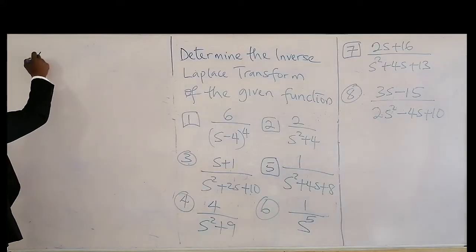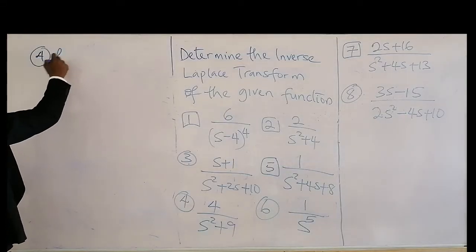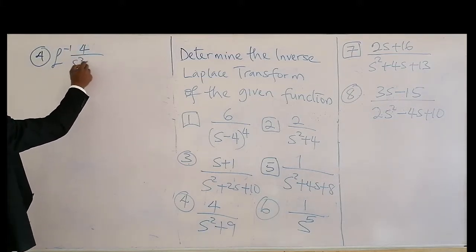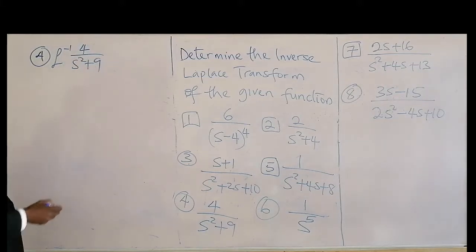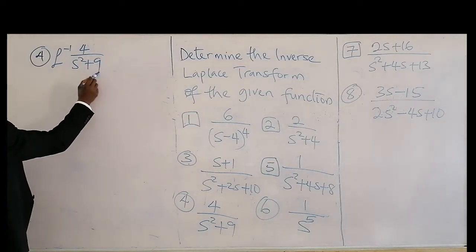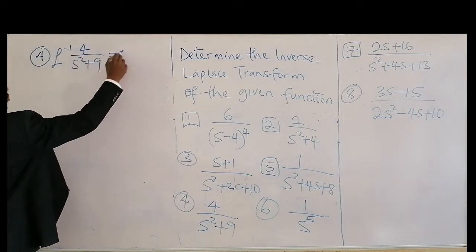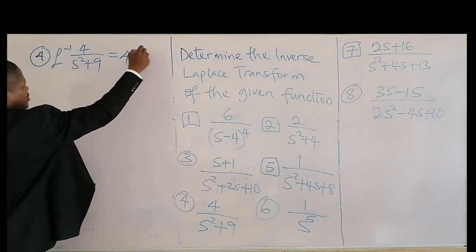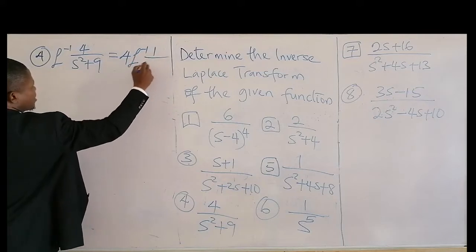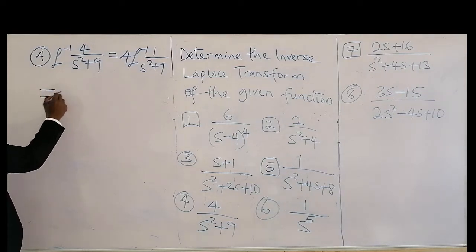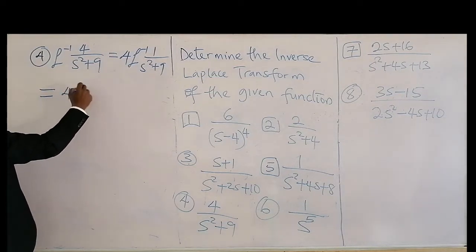The fourth one, inverse Laplace of this function. Okay, let's check it. This is 9 here. This is 4. So the first thing we do, take that 4, take it outside the inverse Laplace. So we have this. Okay, then the next thing to do now is to inverse Laplace.